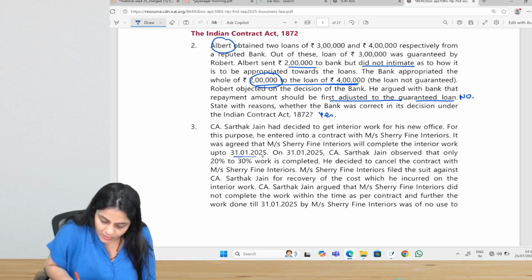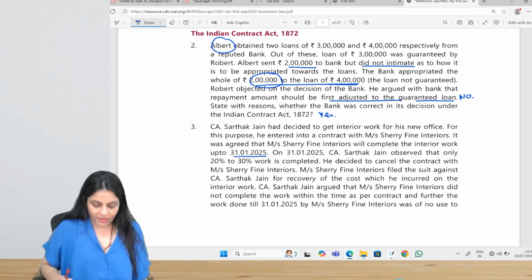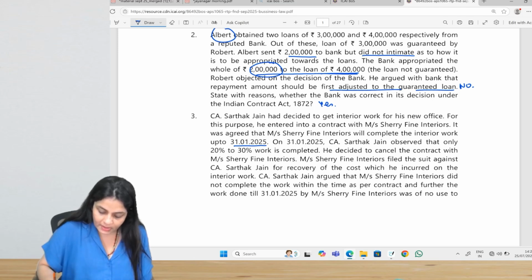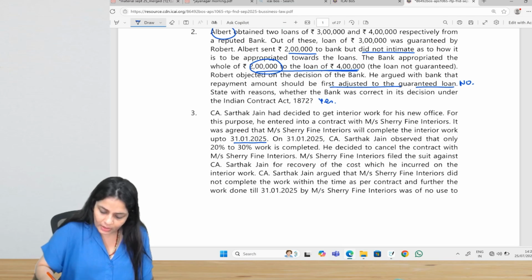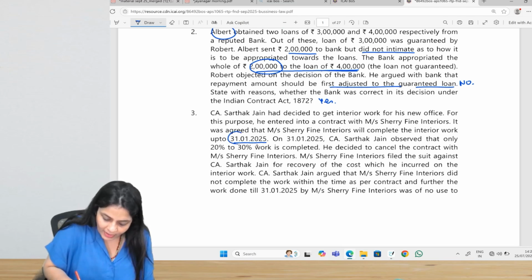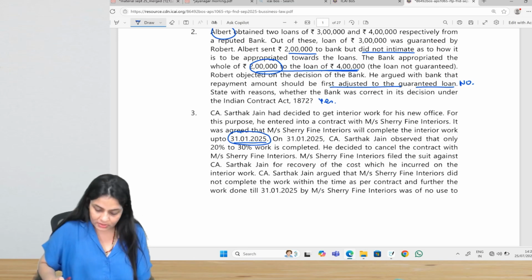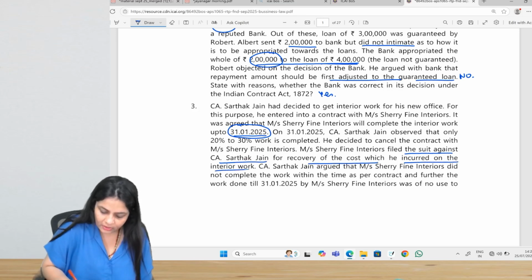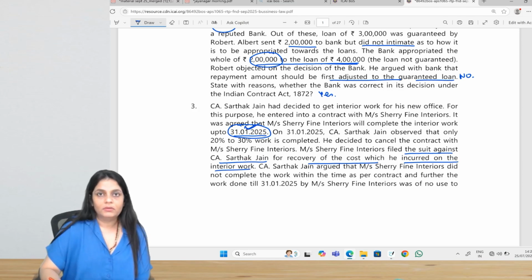The work should be completed on 31/1/25. On 31/1/25, CA Sarthak Jain observed that only 20 to 30% of the work was completed. The contract has specified the time within which the work should be completed. He decided to cancel the contract with them. Messrs. Sherry Fine Interiors filed the suit against CA Sarthak Jain for recovery of the cost which he incurred on the interior work. First of all, here the time was given, right?